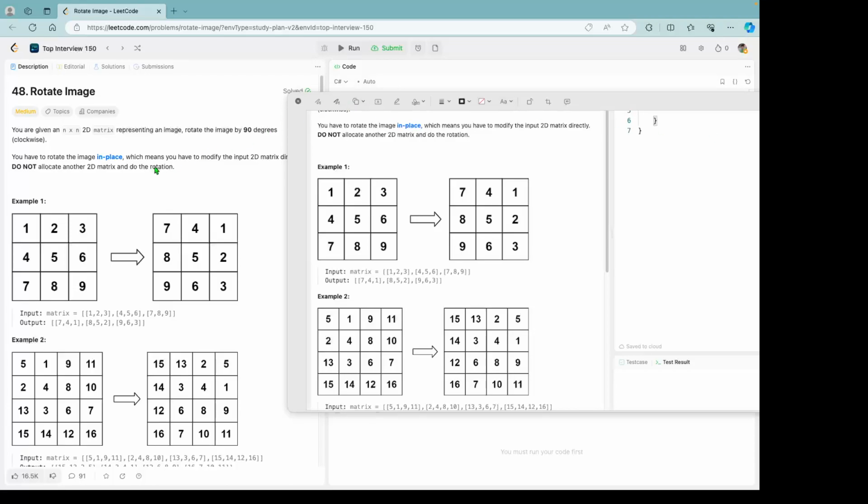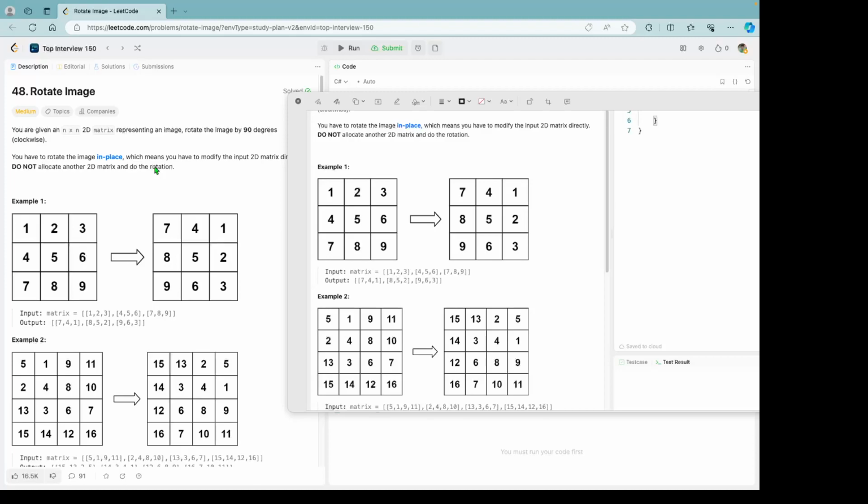Hi, today we are going to try to solve the LeetCode question 48, called Rotate Image. The main theory of this question is that you are given an n by n matrix, which is a 2D matrix representing an image. Rotate the image by 90 degrees clockwise.